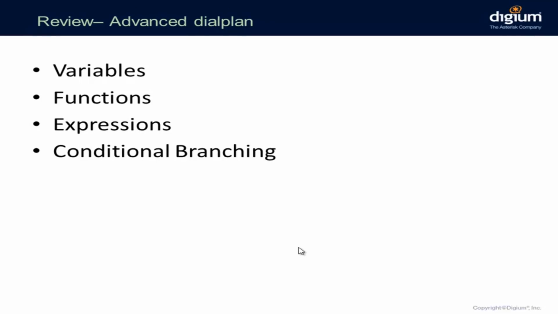What is a channel variable? Who can tell me what a channel variable is? It holds a value, yeah, and it's a variable that only exists while that channel exists, right? So when that channel dies, for saying it that way, that variable dies, okay? What are some of the predefined channel variables that we have in Asterisk?